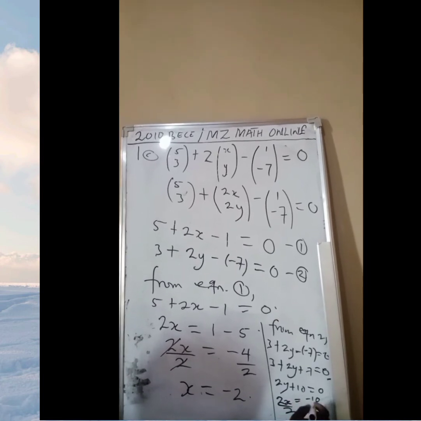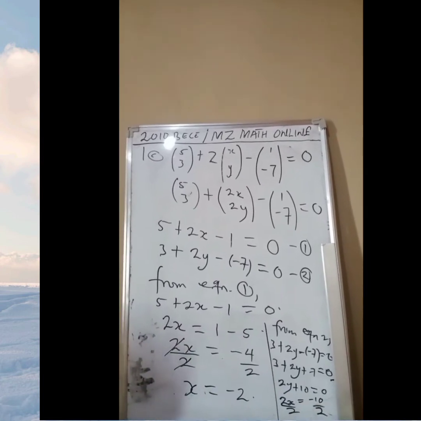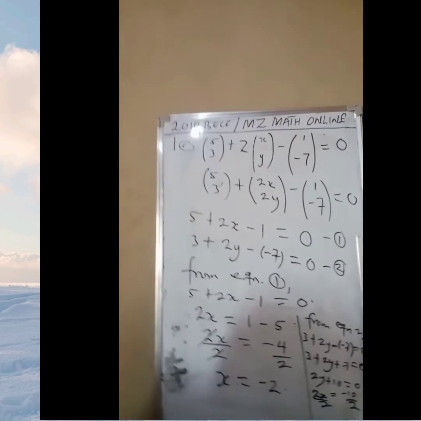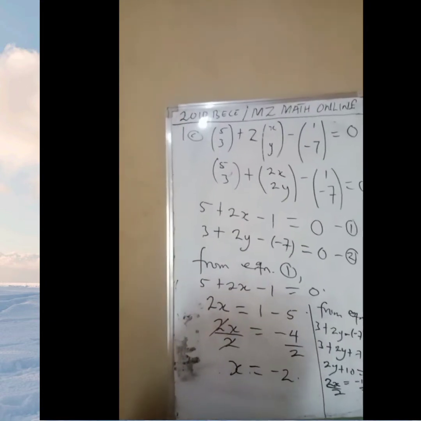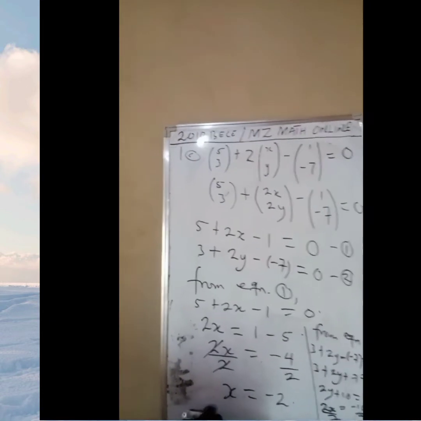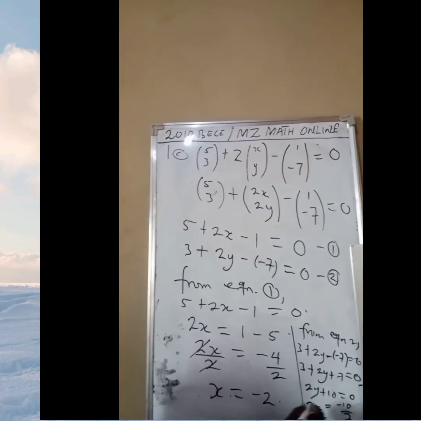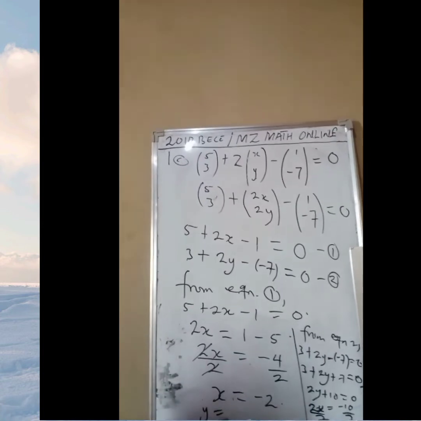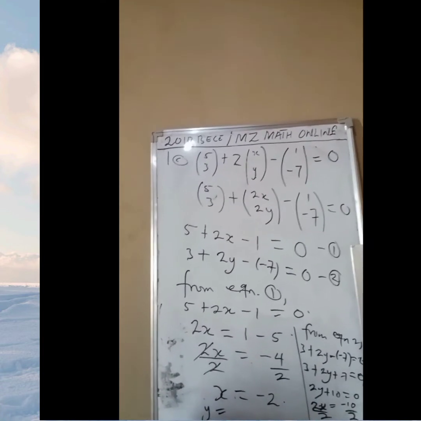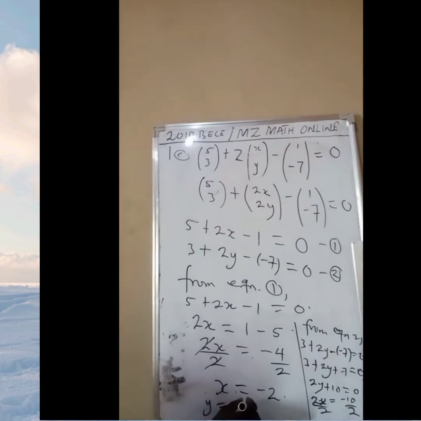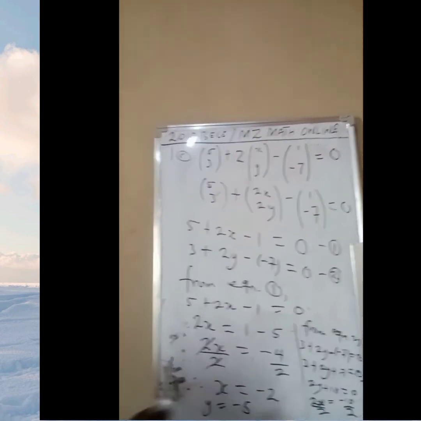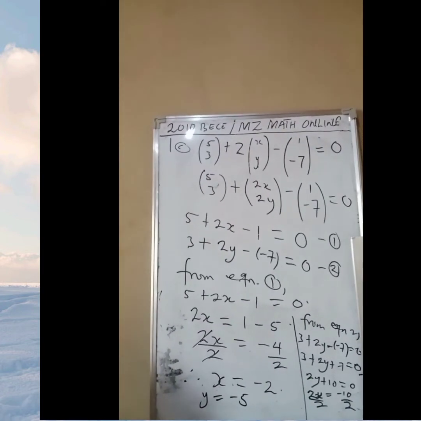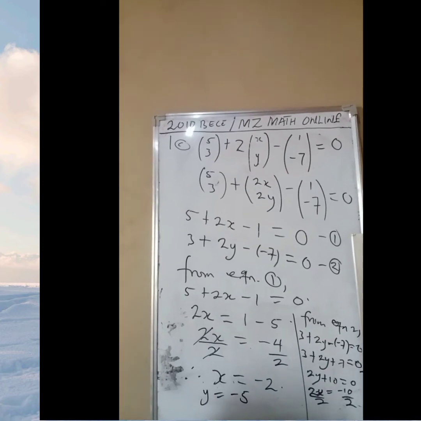And you divide by 2. Sorry, this one is y. We have y is equal to negative 10 divided by 2 will give us negative 5. So therefore, x is equal to negative 2 and y is equal to negative 5.